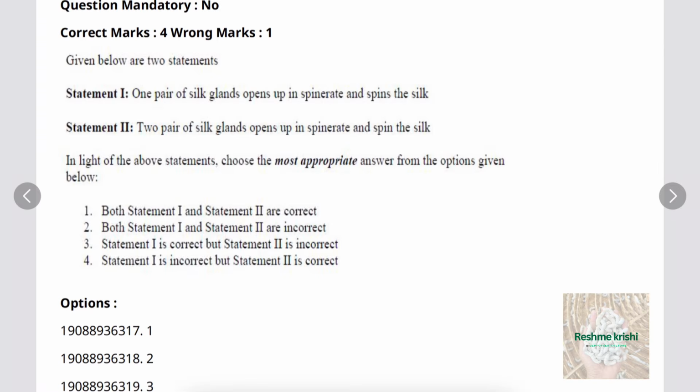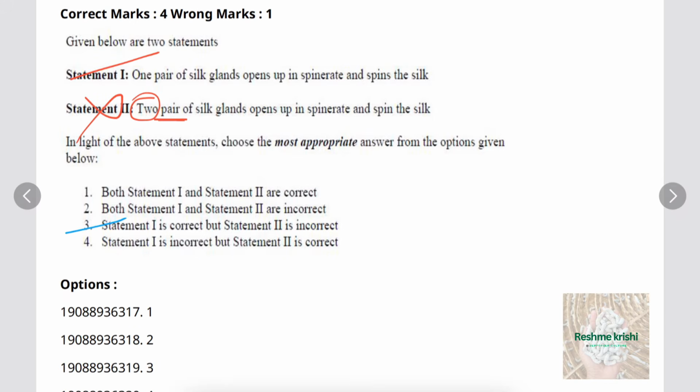Given below are 2 statements. 1 pair of silk glands open up in the spinneret and spin the silk. 2 pair of silk glands open up in the spinneret and spin the silk. See, this is a very easy but at the same time tricky question. Once we see the 2, we will think that 2, but the catch is pair. We only have 1 pair of silk glands, or in other terms, 2 silk glands. So statement 1 is correct and statement 2 is incorrect.